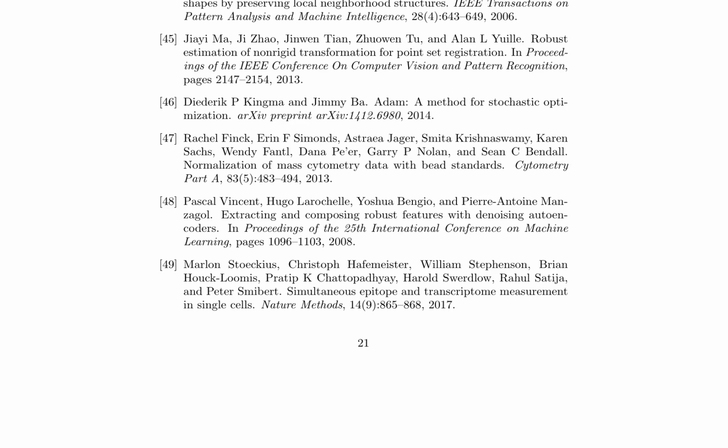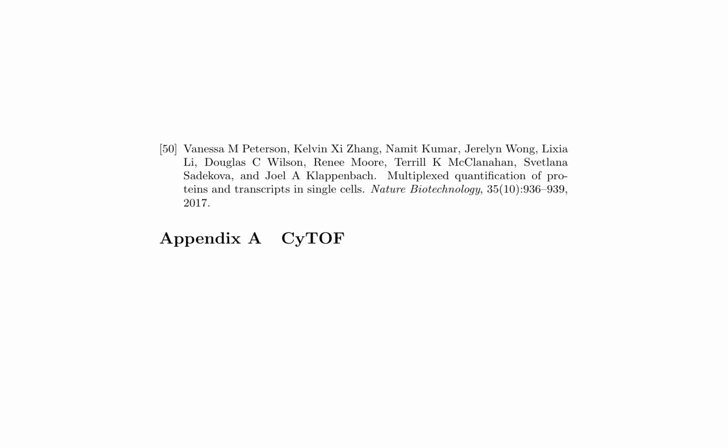The citations from 46 to 49 cover various optimization and feature extraction techniques. Kingma and Ba [46] introduce the Adam optimization algorithm, while Vincent et al. [48] propose denoising autoencoders for extracting and composing robust features. Finck et al. [47] discuss normalization of mass cytometry data with bead standards, and Stoeckius et al. [49] present a method for simultaneous epitope and transcriptome measurement in single cells.